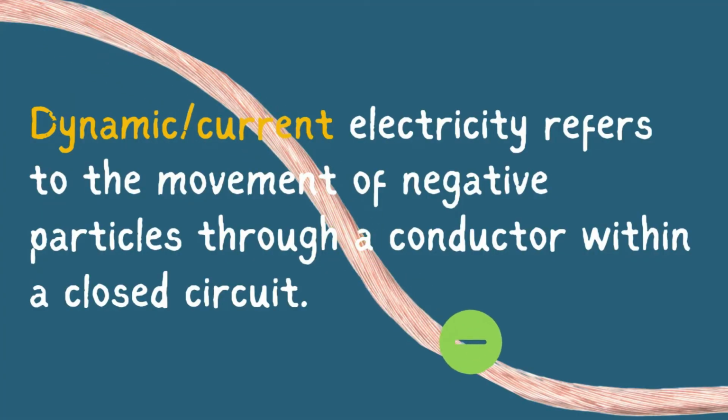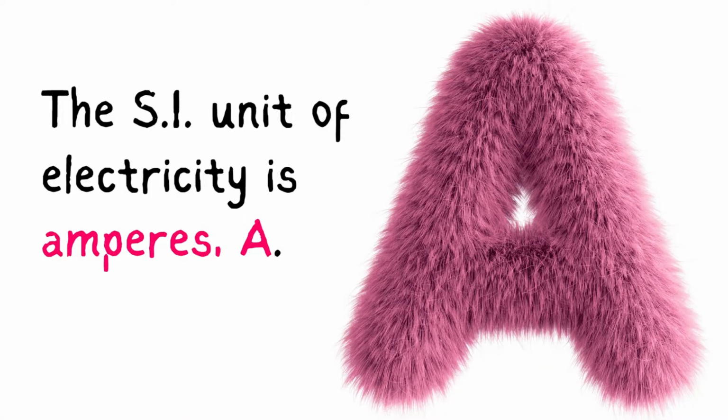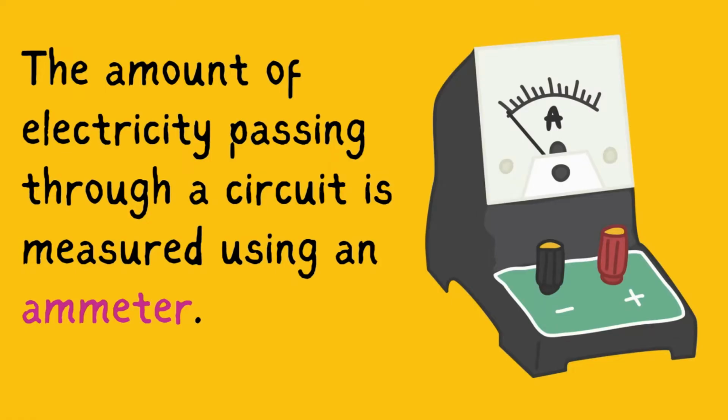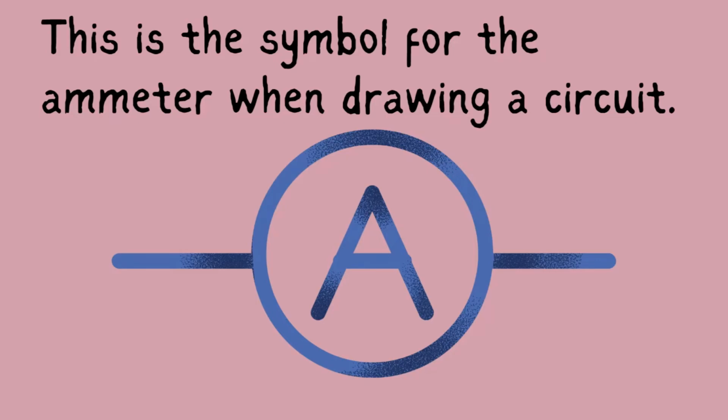Dynamic or current electricity refers to the movement of negative particles through a conductor within a closed circuit. The SI unit of electricity is amperes, which has a symbol of capital letter A. The amount of electricity passing through a circuit is measured using an ammeter. This is the symbol for the ammeter when drawing a circuit.